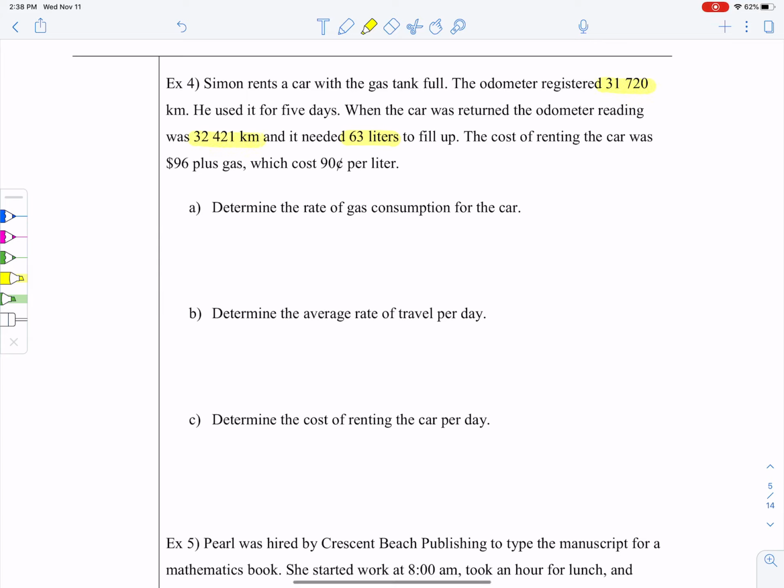So we have 2 different kilometer readings. This is our first reading, so this can be Y1, and this is our second reading, Y2. We want to know kilometers per liter, which would be gas consumption. For our liters, they didn't give us the starting and ending amounts; they gave us a change of how many liters it needed to fill up. So they're already telling us the change in X. And for the top one, we need to do Y2 minus Y1 to find out the change in kilometers.